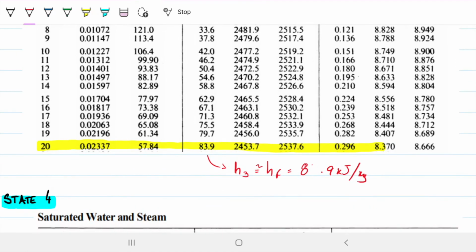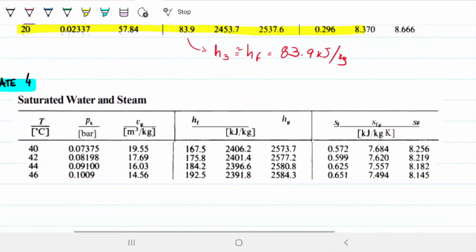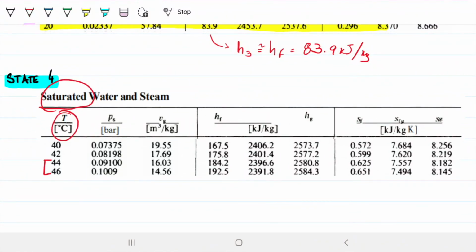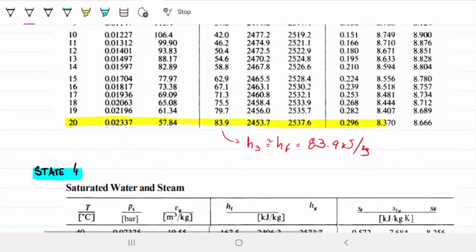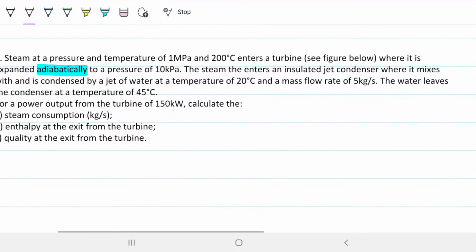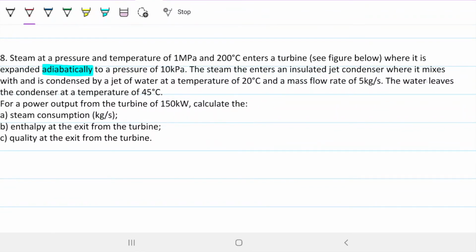What else? State 4. What's state 4? It's the output, right? And what do we know about the output? Well, we know it's a mixture because it has the incoming from the turbine, which we don't know much about, and it has the water. And we know the temperature is 45 Celsius, right? So let's have a look here. Saturated water, temperature table, and I want 45 Celsius, which is going to fall between these two entries, between 44 and 46. Note that the problem statement says, let's go back to the problem statement: water leaves the condenser at a temperature of 45 Celsius.